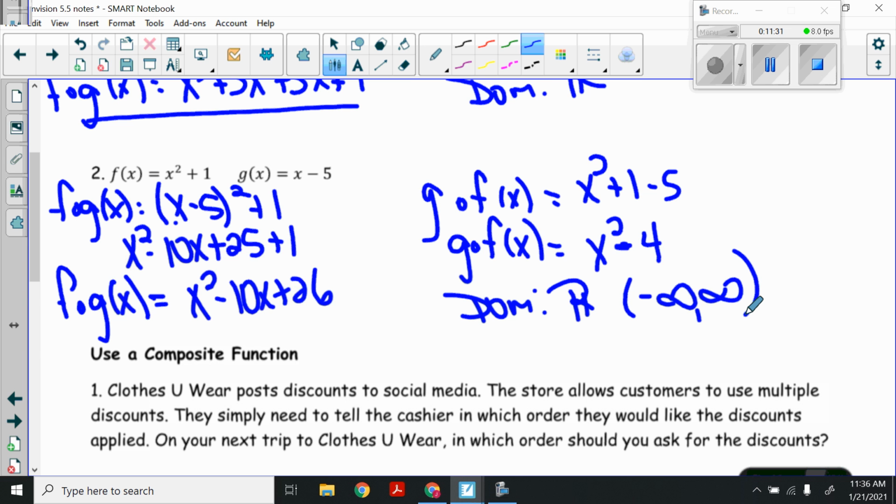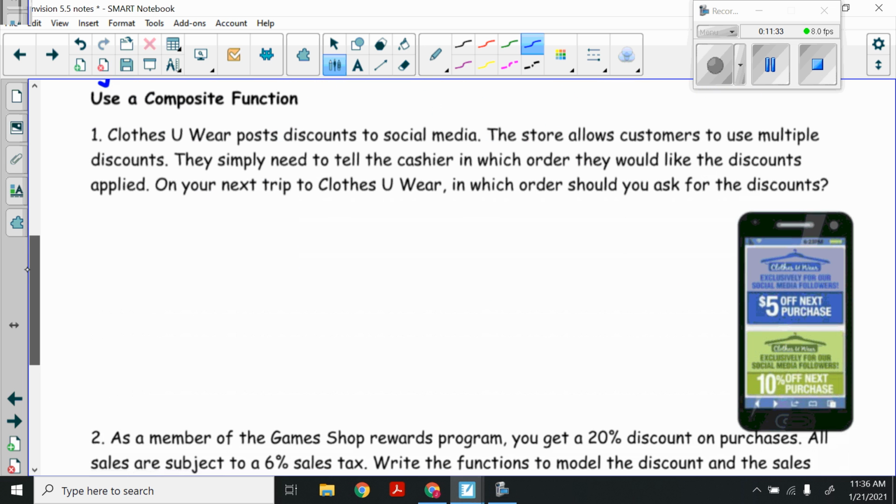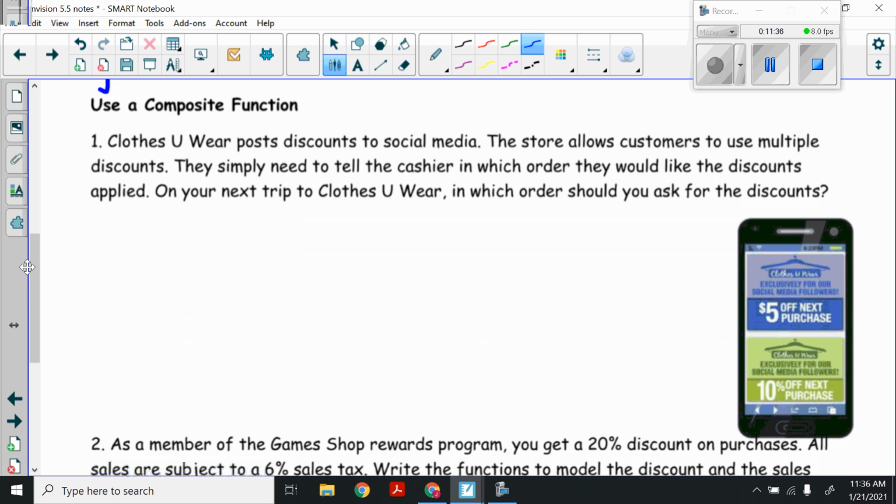Now we're going to look at how we can use a composite function. It tells us clothes you wear post discounts to social media. The store allows customers to use multiple discounts. They simply need to tell the cashier what order they would like the discounts applied. On your next trip to clothes you wear, in which order should you ask for your discounts? Here we have $5 off the purchase or 10% off the next purchase.